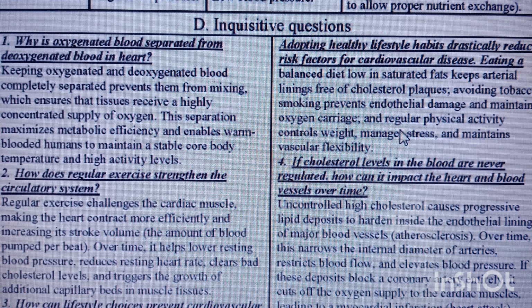Next is the second one. Does regular exercise strengthen the circulatory system? The answer is visible on your screen, students, regarding how regular exercise strengthens the circulatory system. It makes the heart muscles more efficient at pumping blood, and in this way, the flexibility of the blood vessels also increases. By adopting regular exercise, the resting heart rate becomes lower, blood pressure improves, and oxygen levels are boosted so that tissues receive a proper amount of oxygen, which reduces the risk of cardiovascular diseases.